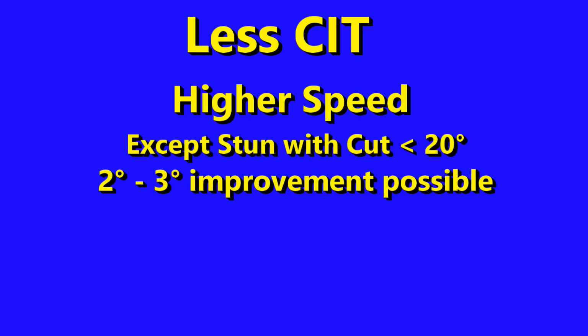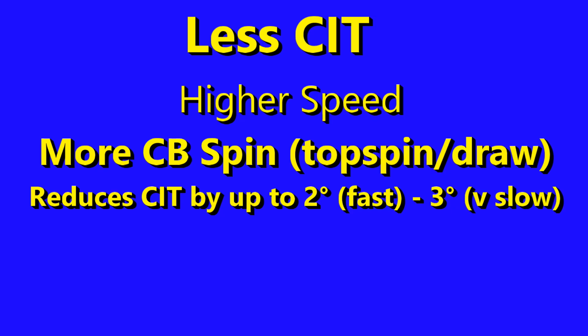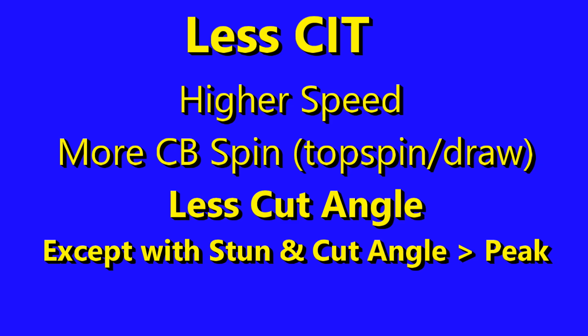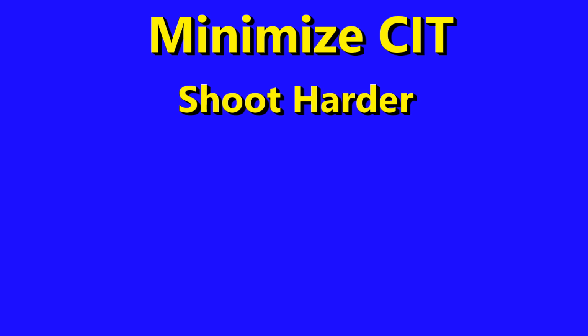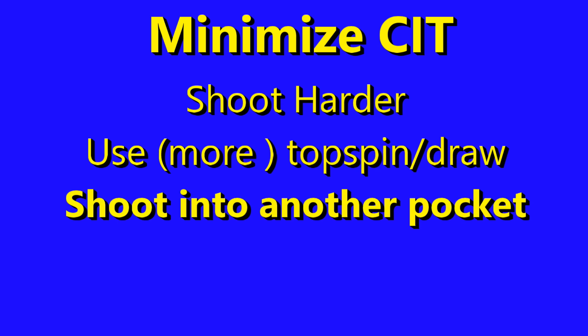Some general guidelines are that there's less throw at higher speed, when there's more cue ball vertical spin, whether it's top spin or draw, or less cut angle. So, being faced with a shot with significant CIT, the obvious choices are shoot at a higher speed and or use some top spin or draw. In some cases, you may be able to target a different pocket that lessens CIT due to cut angle. Usually this is a fuller hit.